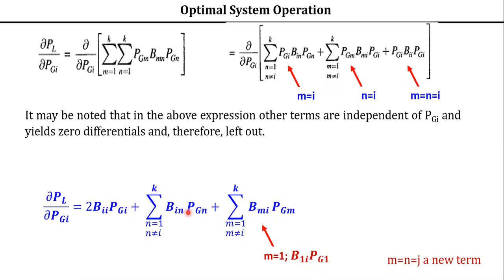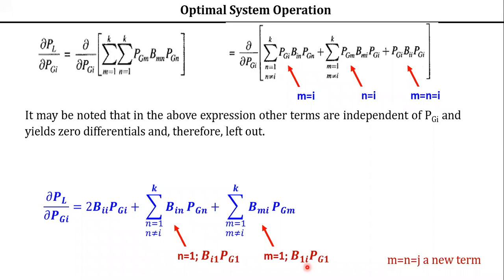And this term, you see, at n is equal to 1, what does it become? bi1 pg1, isn't it? Now you see these two terms. This is when m is equal to 1, this is when n is equal to 1, you are getting these two. Now, is bi1 equal to b1i? It is the same, isn't it?